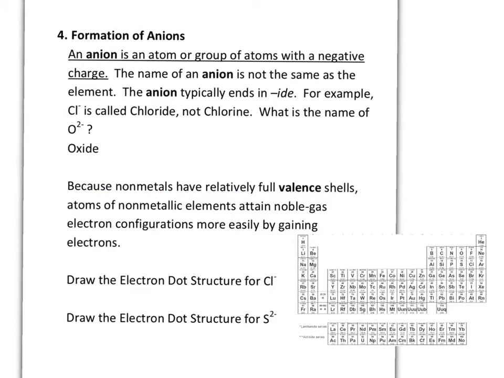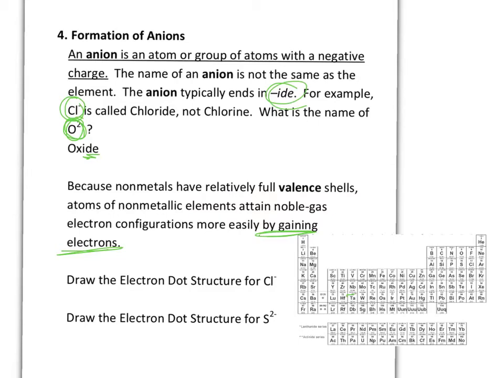Now, formation of anions. An anion is a group of atoms or an atom with a negative charge. The way that you name anions, though, is not the same. In an anion, typically the name will end in -ide. Okay, so "ide" is added at the end. For example, chlorine will become the chloride ion. Oxygen will become oxide. And because nonmetals have relatively full valence shells, atoms will attain the noble gas configuration by gaining electrons.